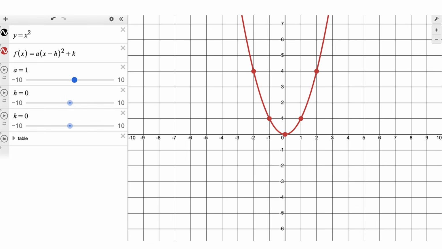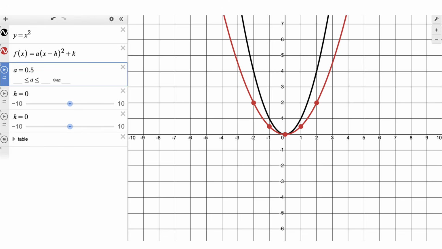If I make a 2, notice that there is a vertical stretch by a factor of 2. All of the points are now twice as high above the x-axis. And if I make a a half, that causes a vertical compression by a factor of a half. All of the points are now half as high above the x-axis. But if I make a negative a half, so if I throw a negative in front of that a parameter, notice that flips the parabola upside down. It's now opening down, so it causes a vertical reflection.